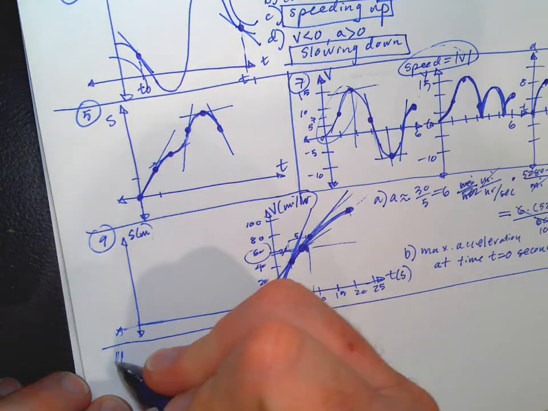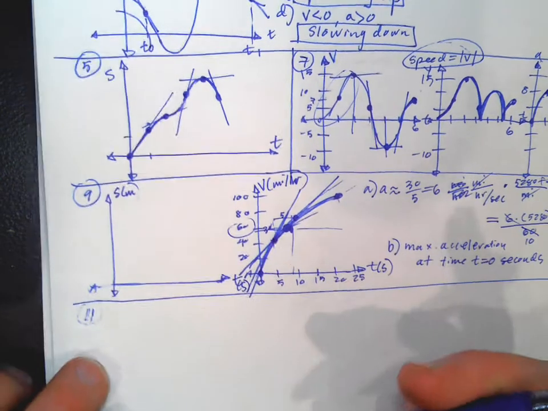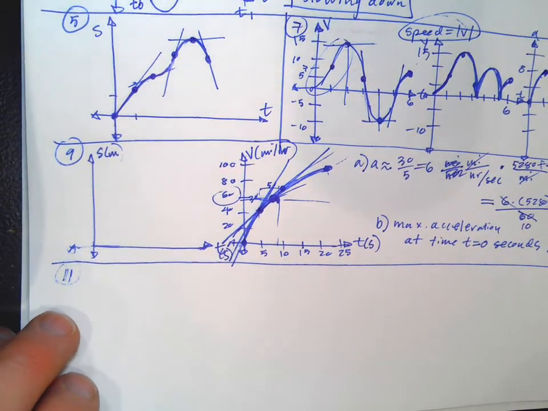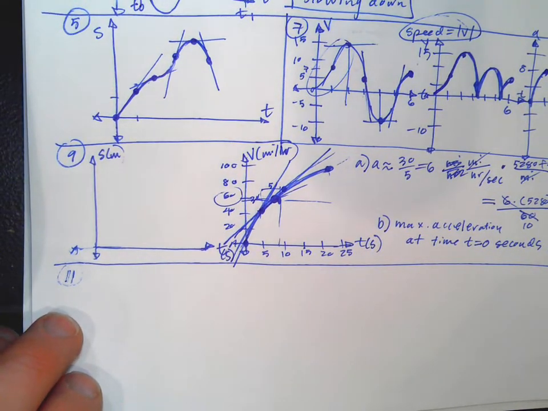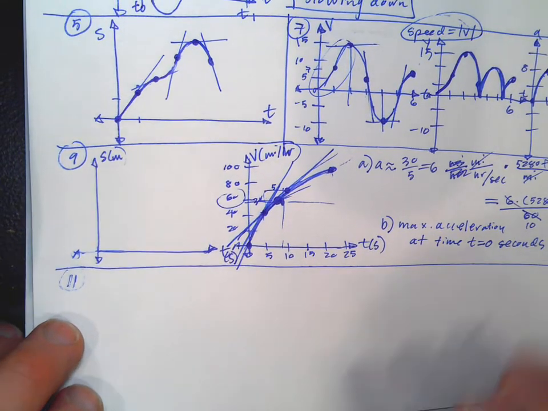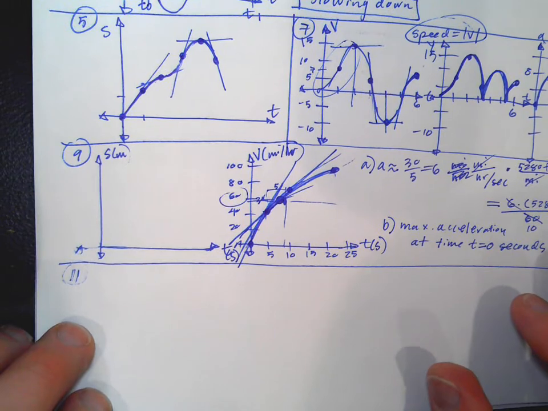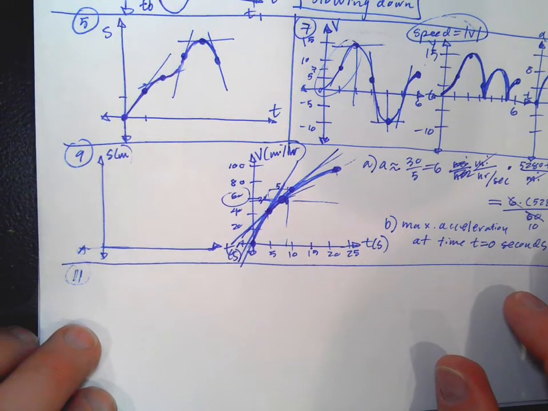Okay, 11 and 12, we actually get to do some work for these. We're doing the same thing. It says the position function of a particle moving along a coordinate line is given, where s is in feet and t is in seconds. Find the velocity and acceleration functions.